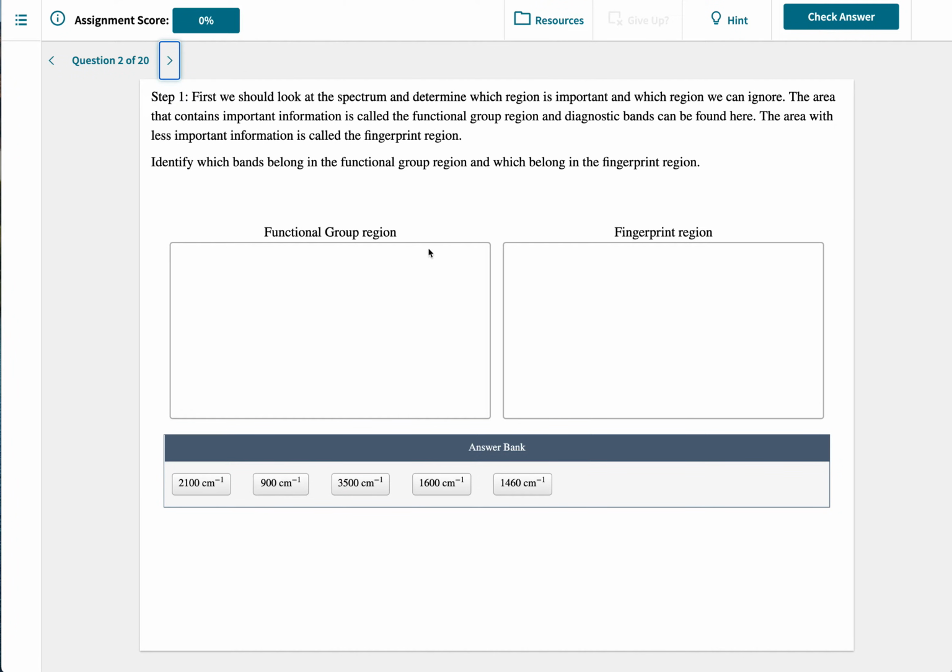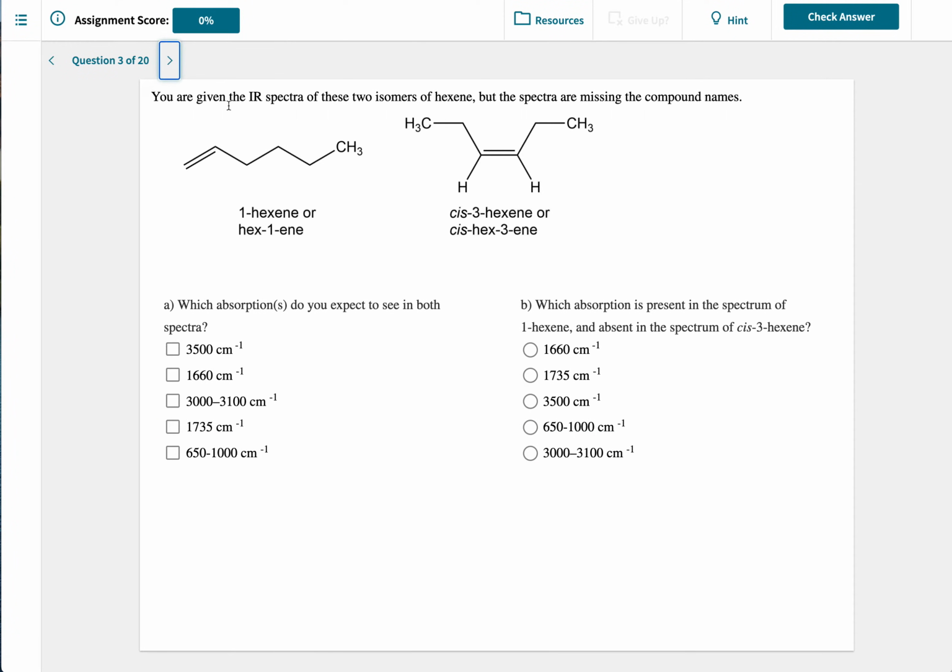Question number 2 is asking you to sort these different wave numbers as belonging to either the functional group region or the fingerprint region. The fingerprint region is the area of an IR spectra that we don't analyze, the part that's on the very right-hand side. And in your notes, you have reference to exactly what the cutoff point is for the fingerprint region. Anything to the left of a particular spot is going to be the part that we do analyze, which is the functional group area, and anything to the right is going to be the part that we ignore or don't analyze, which is the fingerprint area.